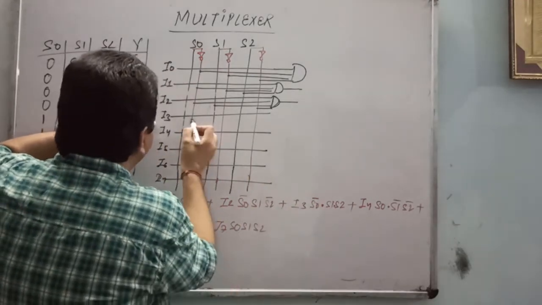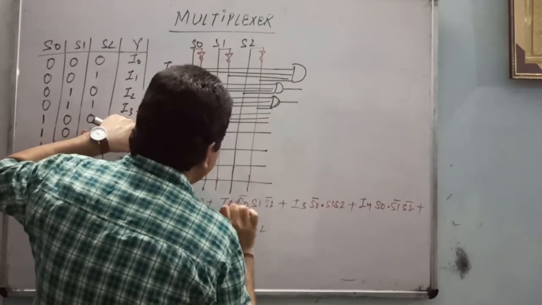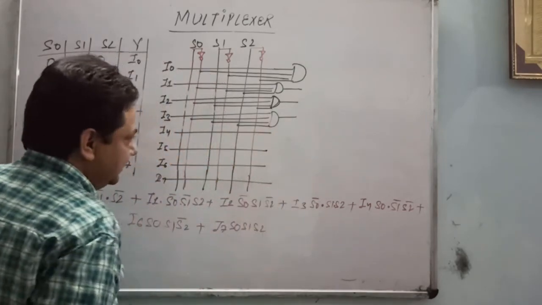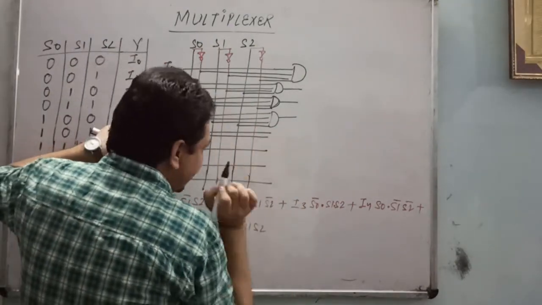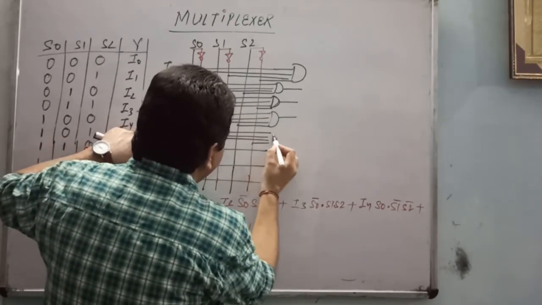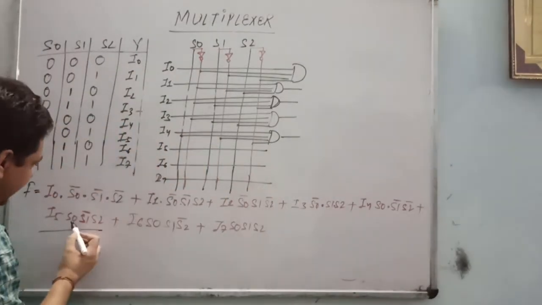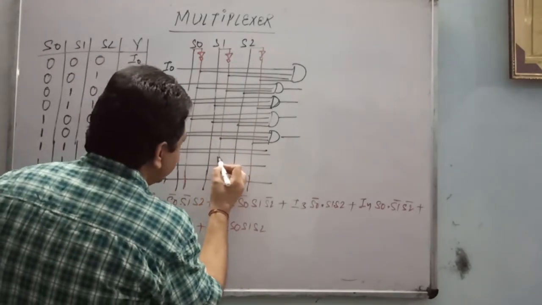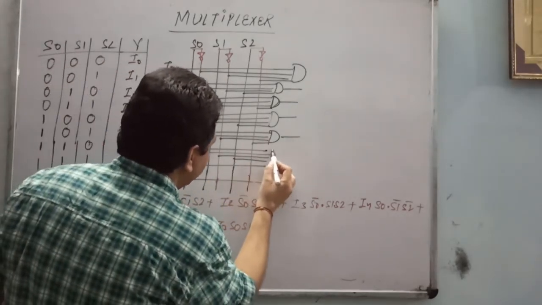S0 complement means by the NOT gate. S1 directly, and S2 directly for I3, and after that connect with the AND gate. For I4, S0 direct, S1 complement, S2 complement, and by the AND gate. Now what about I5? For I5, S0 direct, S1 complement, that means red line, by NOT gate. S2 direct and by the NOT gate.